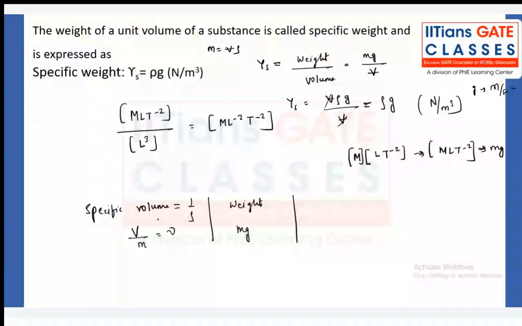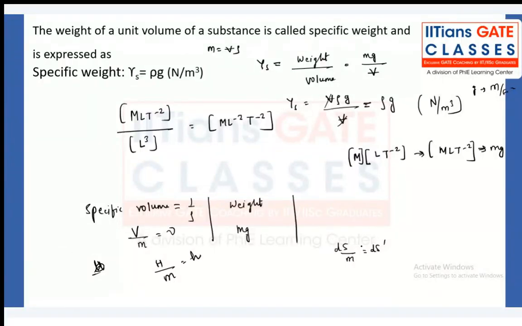Specific means per unit mass. Whenever you are dividing any quantity, if you are writing enthalpy, total enthalpy over mass, that will become specific enthalpy. Whenever you are writing specific entropy, for example S by m, that will become small s, right? Also, for example, dS by m will become small ds. That will become specific entropy. Total entropy, if you divide by mass, that will become specific entropy.